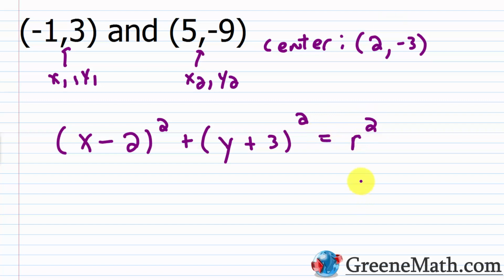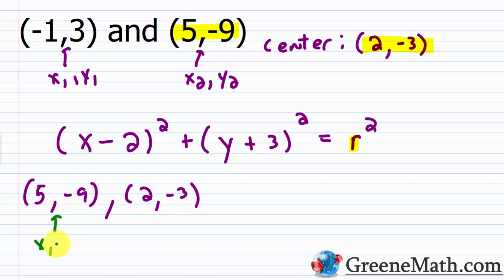So now what I need to do is figure out the radius. By definition, I know that the distance from the center to any point on that circle is going to be the radius. So I can just use my distance formula with one point. I'm just going to choose this one and the center, and that's going to give me my radius. I can plug it in and I'll be done. So we've got 5, comma, negative 9, and we've got 2, comma, negative 3, okay? And again, we can switch up the labeling. We can say this is x sub 1, y sub 1, and this is x sub 2, y sub 2.